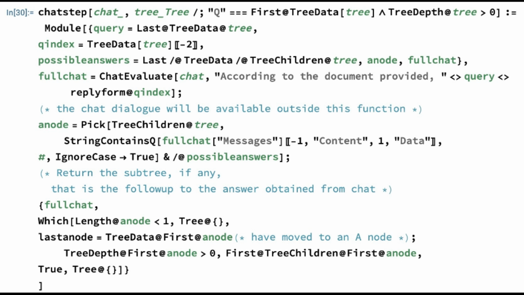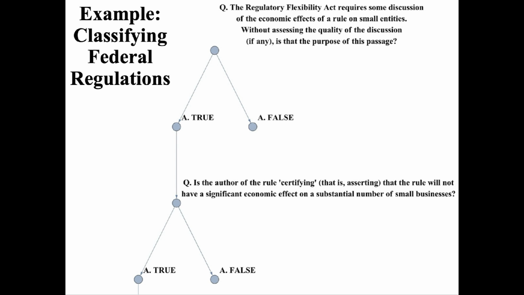Chatstep is a completely generic function that does not depend on the particular Regulatory Flexibility Act questions I was asking. It works on any tree where nodes alternate between question nodes and answer nodes. That's all you need to have your LLM precisely analyze text.